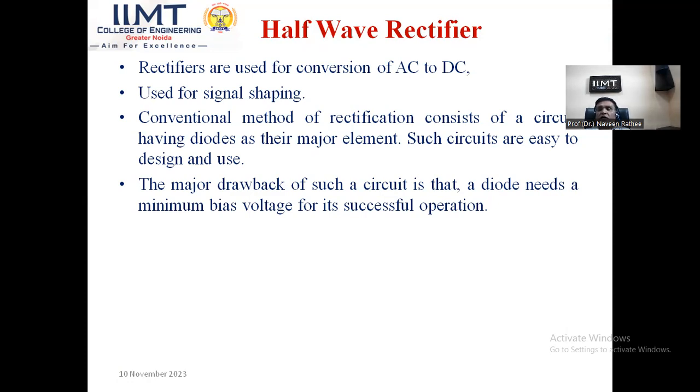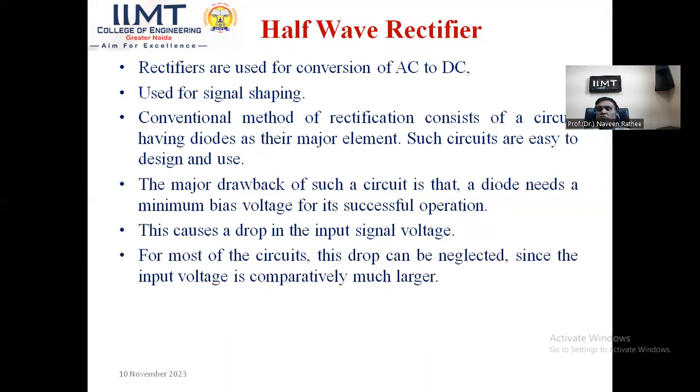So where will this minimum bias voltage come from? It has to come from the input source only. The input source voltage has to reach that minimum bias voltage so that the diode starts conducting, and then the rectification process starts. So there will be a drop in the input signal voltage. If I am expecting 2.7 volts and I am using a silicon diode, then 0.7 volt will be consumed for the conduction of the diode. This is a drop that has to come from the input signal voltage.